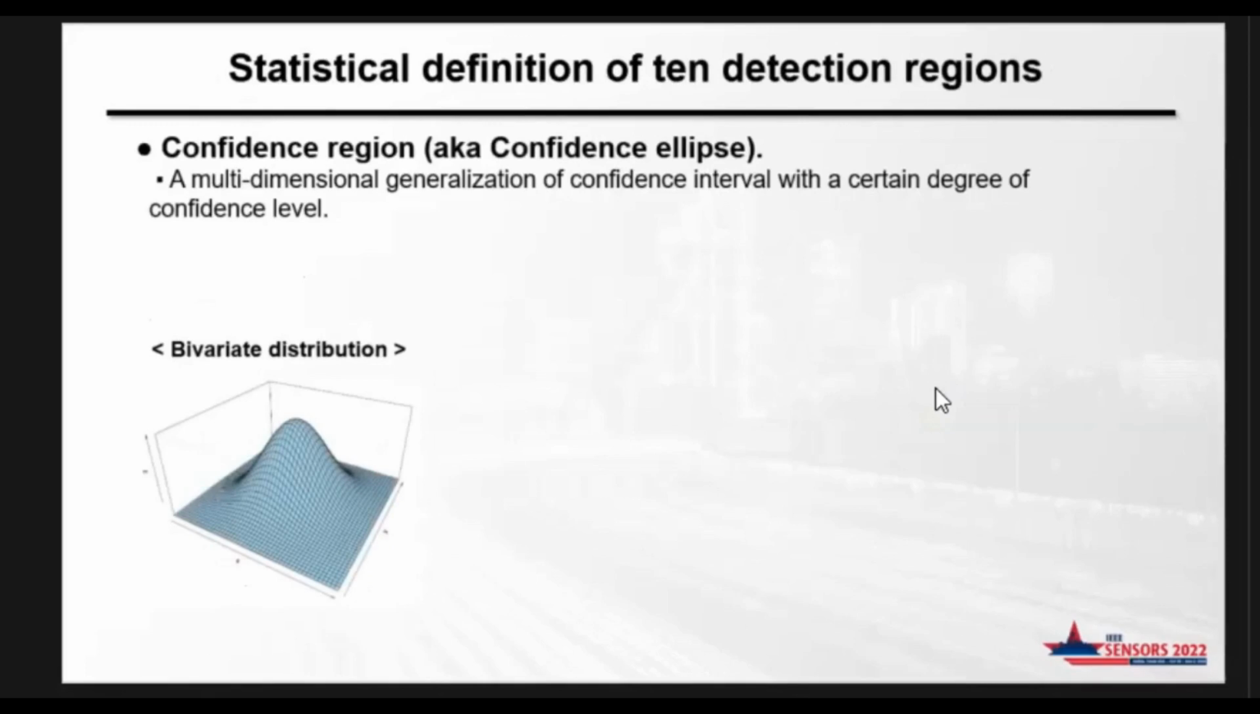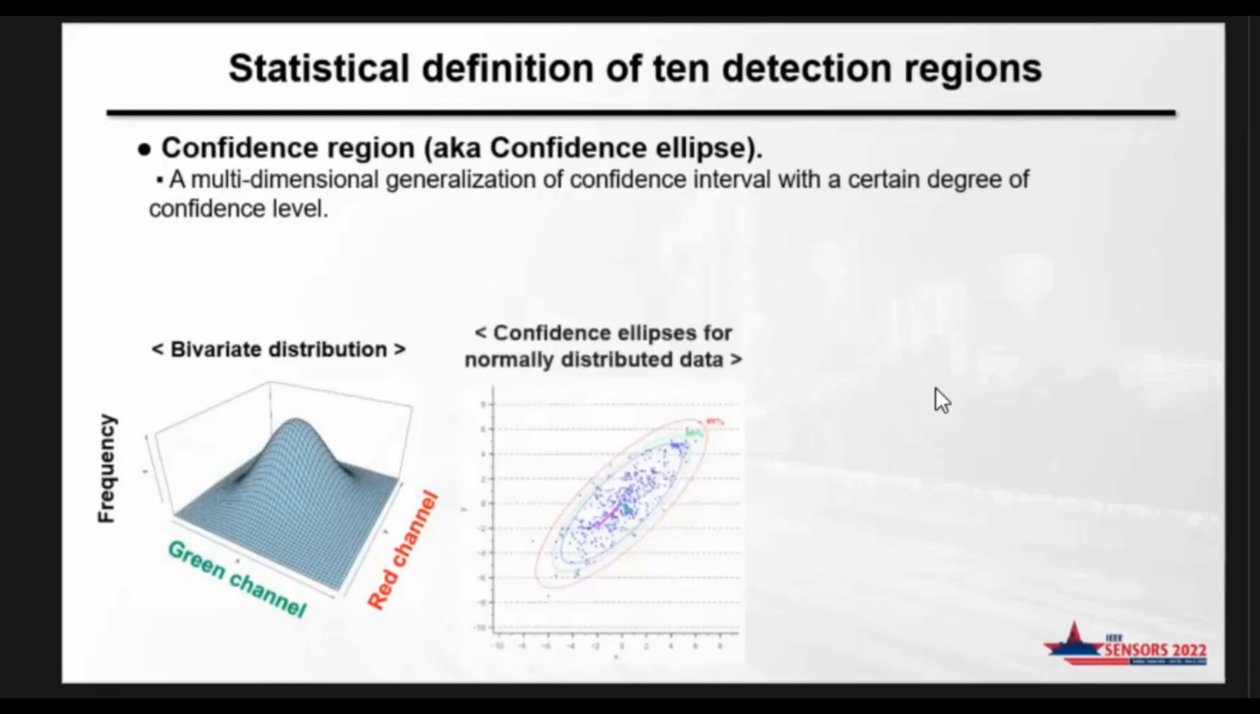In statistics, confidence region is defined as a multi-dimensional generalization of confidence interval with a certain degree of confidence level. So in the case of digital dLiNC PCR with two colors, a bivariate distribution can be obtained where X and Y axis are green and red fluorescence intensity and Z axis is frequency. So using this bivariate distribution, confidence region, also known as confidence ellipse because of this elliptical shape, can be generated. And the area of confidence ellipse depends on the confidence level.